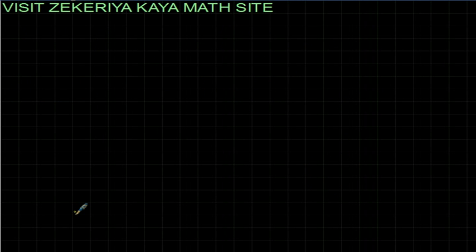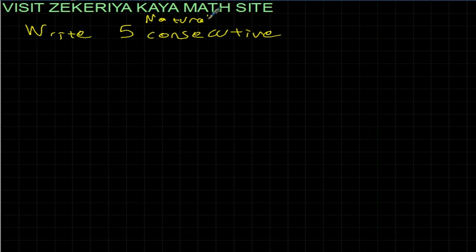Now the second kind of examples. You may remember this because we did it in 6th grade. Write 5 consecutive numbers. You can write this example in your notebooks because the previous one is a really simple one. Title: natural numbers. 5 consecutive naturals.